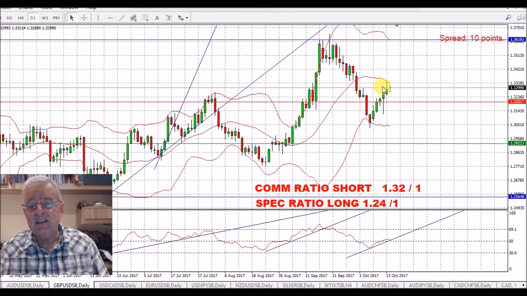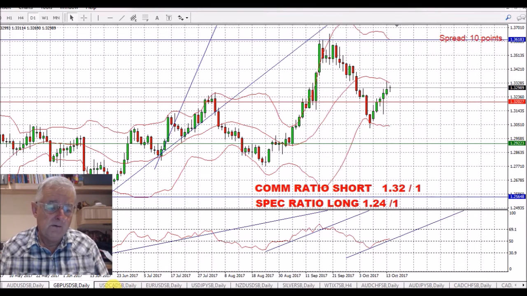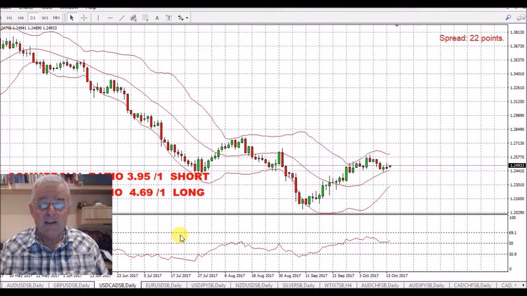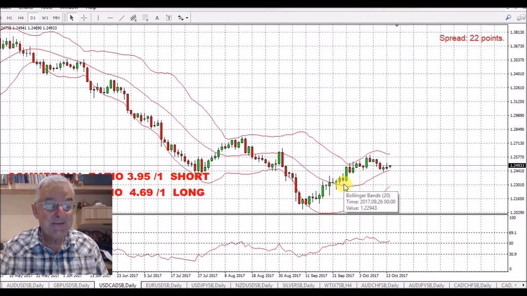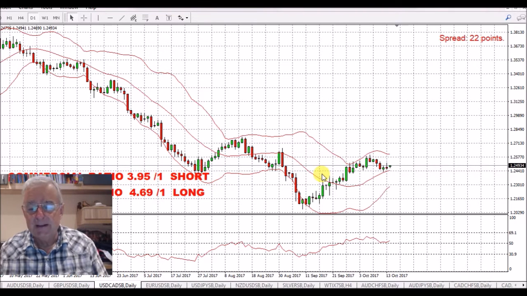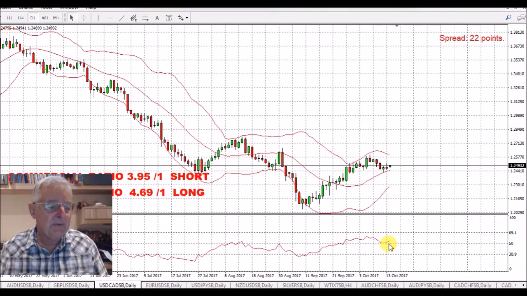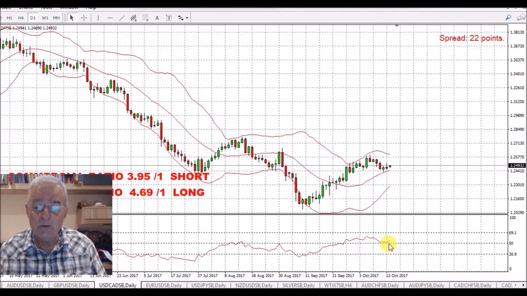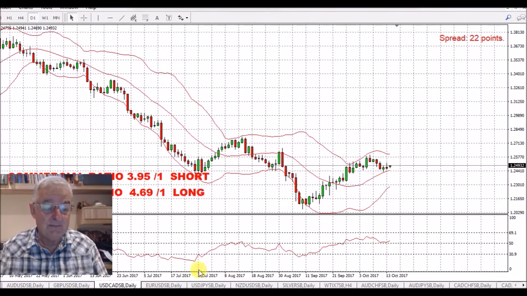And I'm expecting the downwards cycle to continue. USD CAD hasn't really done much. It's got a short ratio that increased this week to 3.95, nearly 4 to 1. We're above the 50 on the RSI, we're at 54. I am expecting this to go higher, but at the moment it ain't really doing much.